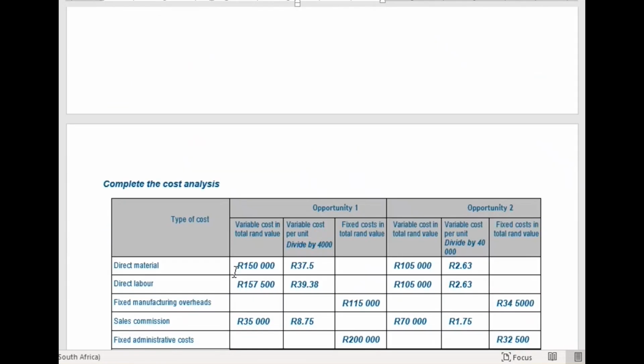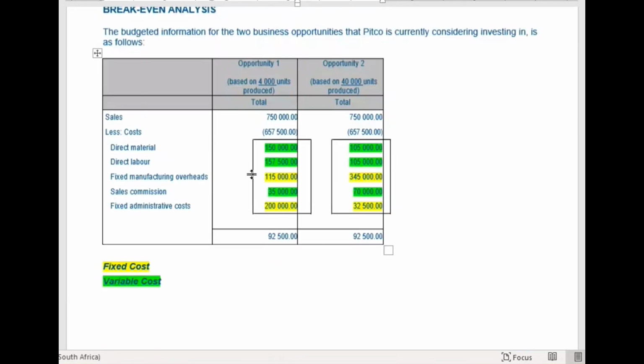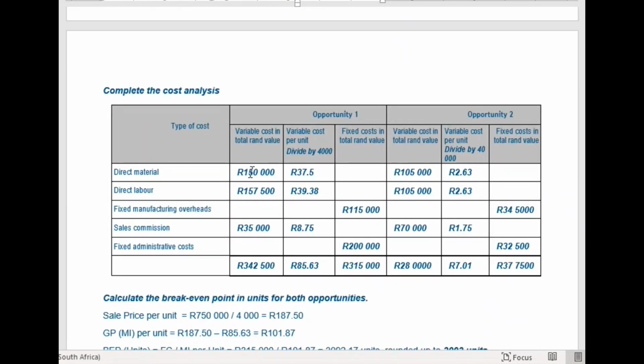Okay, now it says we can complete the cost analysis. Now in this particular case, they have listed the material. They didn't say to you whether it is a variable cost or whether it was a fixed cost. I put this in myself. Okay, so now if we look at opportunity one, we know that direct material is 150,000 because they have given it to us.